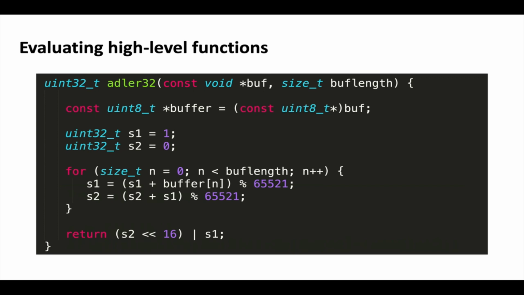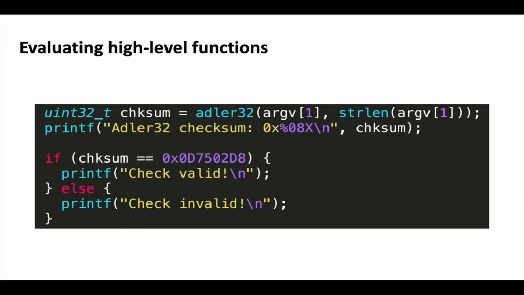So we can also evaluate higher level functions, and now we're finally starting to get into the realm of what's interesting to us in security research and in computer science. So now we have this Adler32 simplified form here, in which we're going to take a buffer and the buffer length, and we're going to loop over that buffer and perform operations and return an unsigned 32-bit integer. This is the formula that we're going to try to model with Z3.